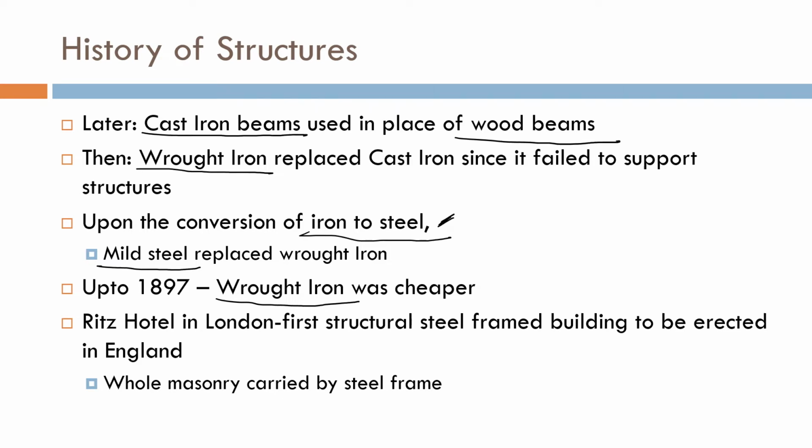And the example of the first structural steel framed building to be erected in England is the Ritz Hotel, where whole masonry is carried by a steel frame. I hope that you guys will study about the Ritz Hotel and the structure, and if you want you can write about it in your sketchbooks as well.